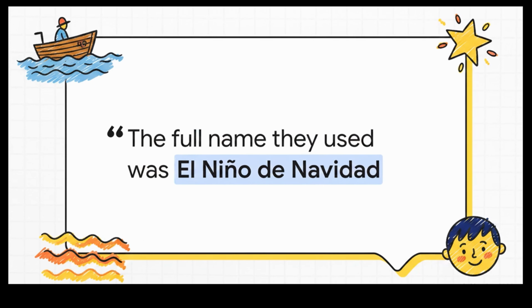The name actually holds some really fascinating history. Back in the 1600s, South American fishermen were out on the water and started noticing these periods of unusually warm ocean temperatures. And because this warm water phenomenon typically peaked right around December, they named it El Niño de Navidad, which translates to the little boy of Christmas. Over centuries, the name just kind of stuck.